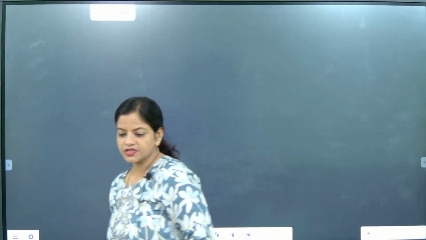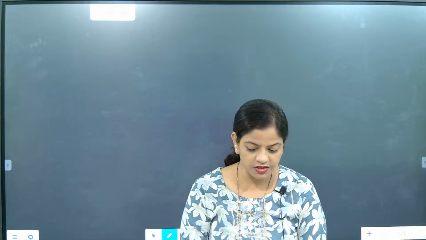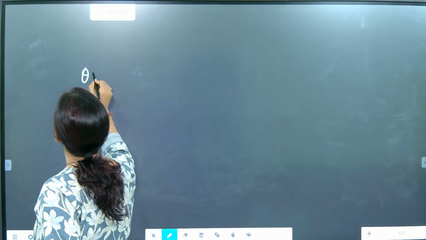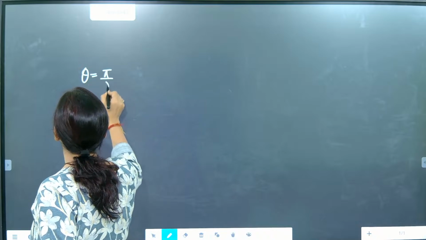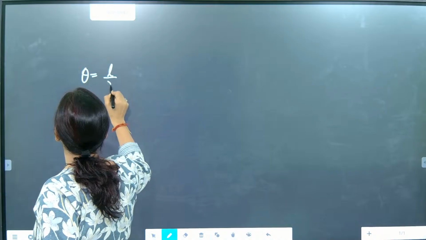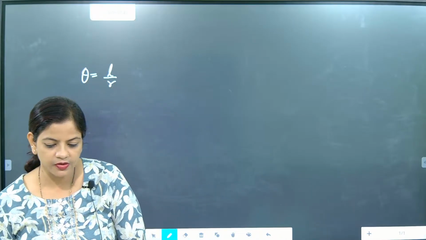Now, some of the questions are left. Let's start the questions. Theta is equal to L by R. Based on this question, some of the questions were left. Let's finish those questions out.